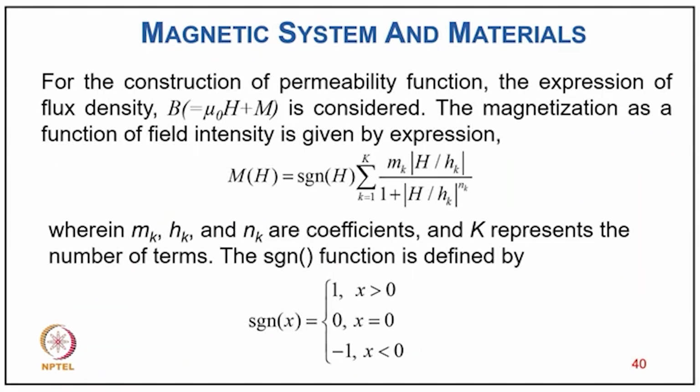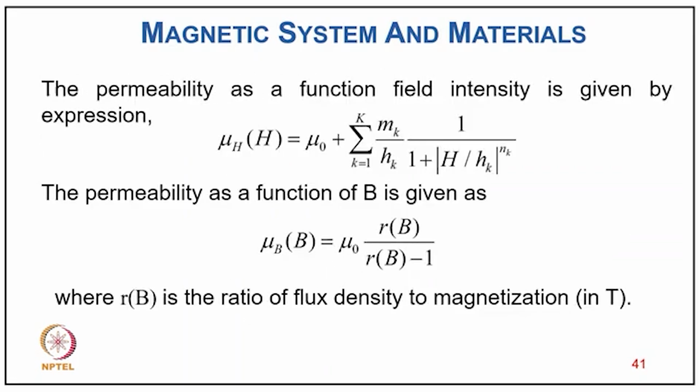For the construction of the permeability function, the expression of flux density, B equal to mu 0 H plus M, is considered. The magnetization as a function of field intensity is given as an expression here: M(H) equal to the sum of sign(H), dividing into a large number of steps, k equal to 1 to K, of Mk, (H upon Hk) and 1 plus (H upon Hk) to the power Nk. So we consider this part of saturation through this function of M, where Mk, Hk and Nk are coefficients, Nk represents the number of turns, and the sign function is defined as 1 when x is greater than 0, 0 when x equals 0, and minus 1 when x is less than 0, because of this geometry of the BH curve.